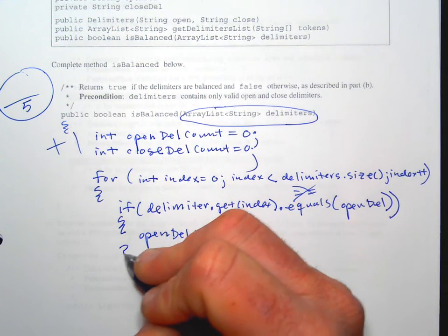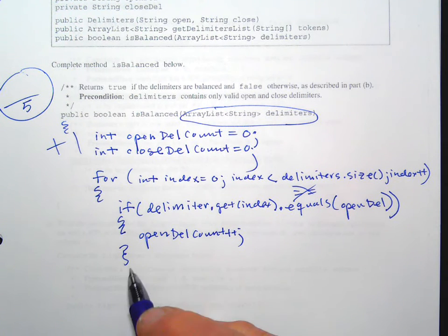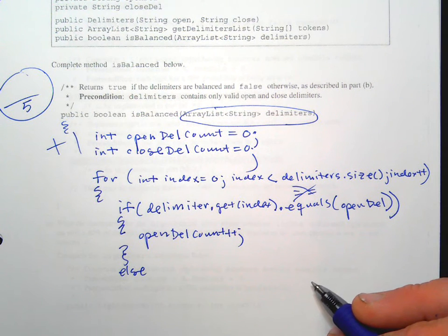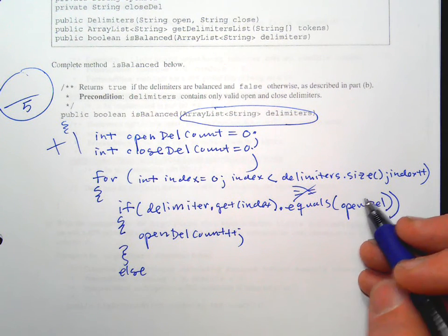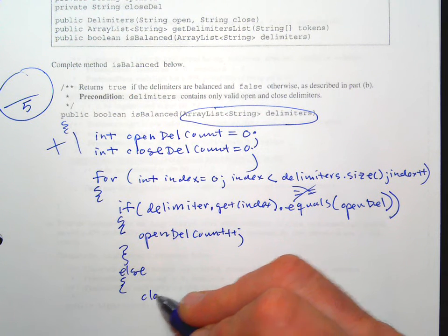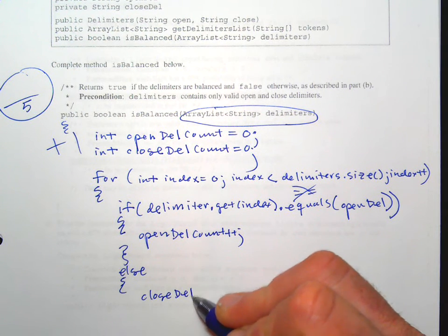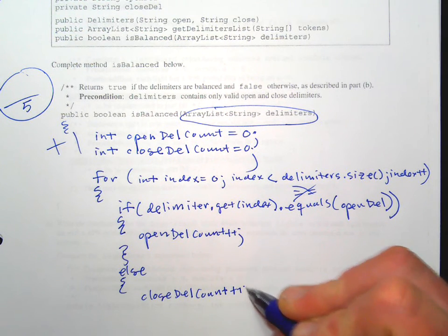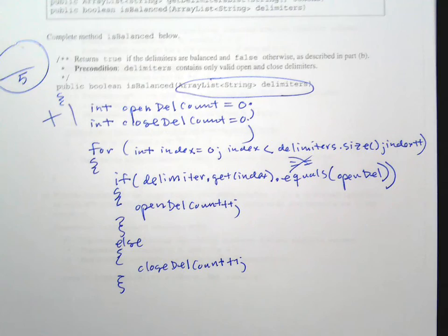Plus plus. Now, some of you guys did else if it equals the closed, or you just did a separate if it equals the closed, and that works. But hey, here's the shortcut. We know they're all open and closed delimiters for sure. So if it's not the open delimiter, it is for sure the closed delimiter. So I don't need to check. You can check, but it's just unnecessary because it's one or the other. So if it's not one, it is the other. Okay. Now here's the deal.